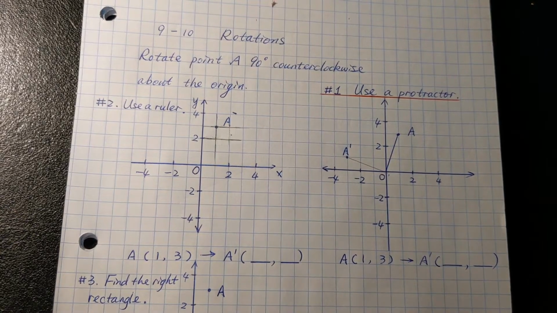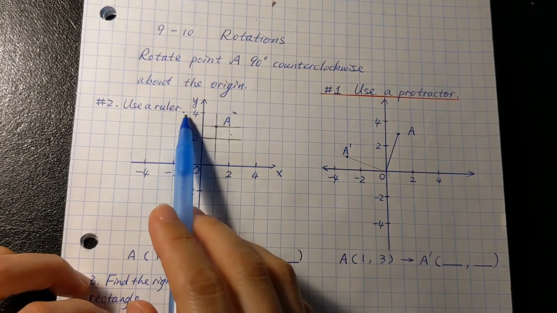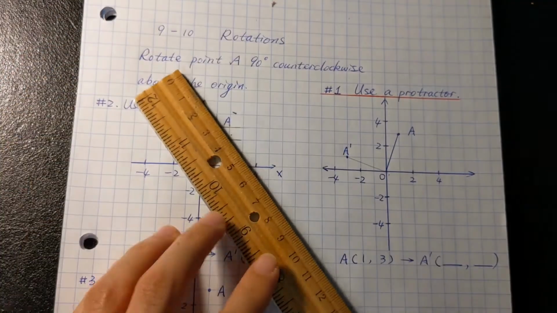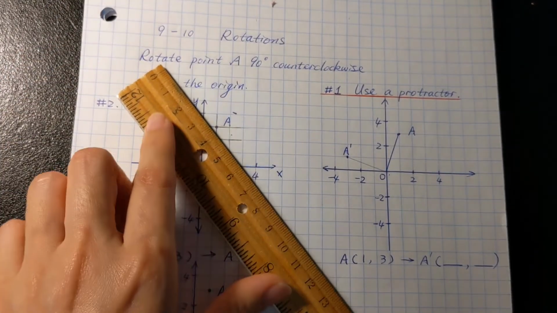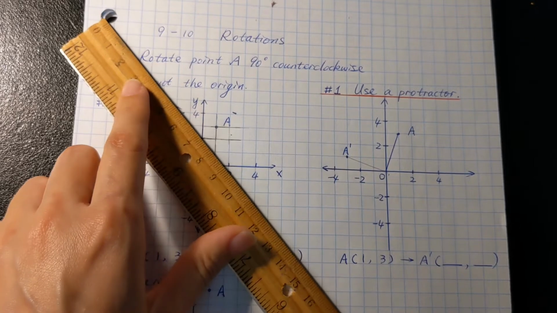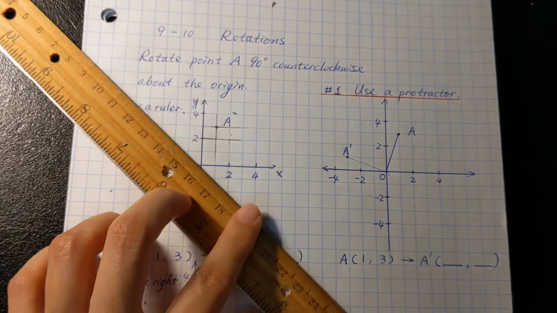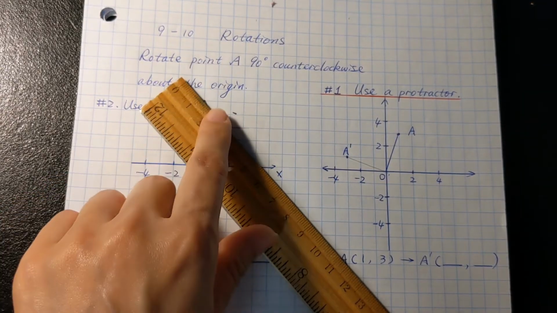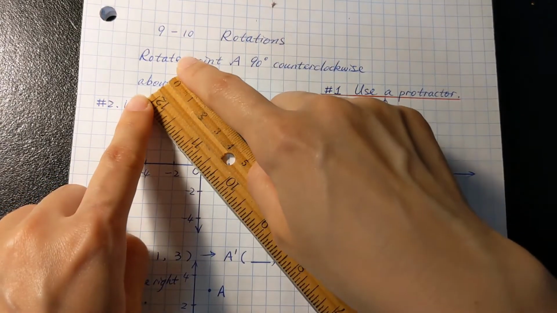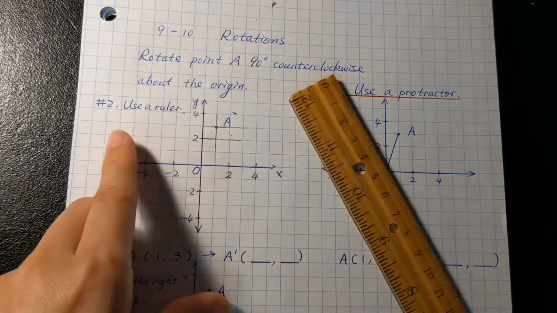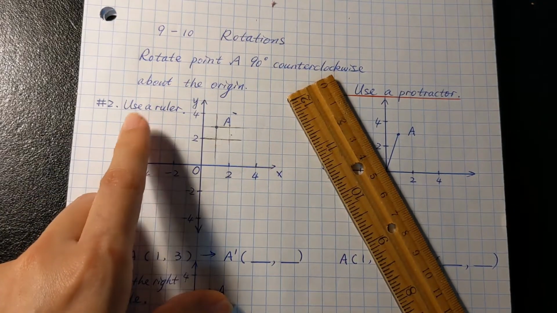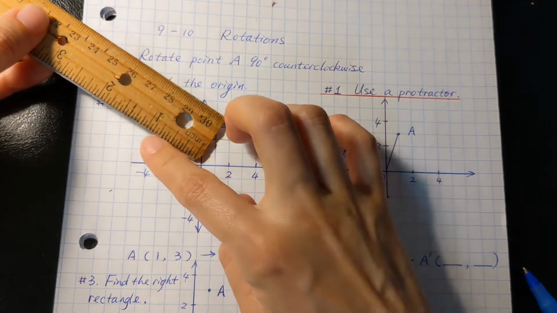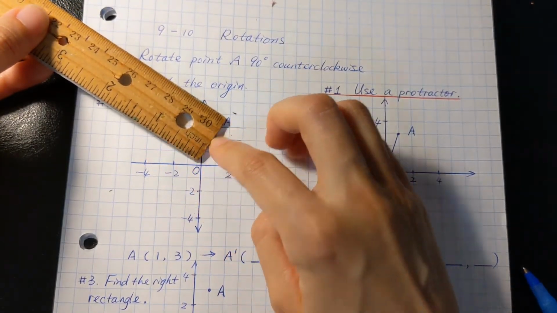Now, method number 2, way number 2, use a ruler. So if I show you a ruler over here, you notice a ruler is like a rectangle. You have 1, 2, and then 3, 4 at the bottom. You have 4 90-degree angles, right, at 4 different corners. So in method number 2, we are going to try to use the ruler to trace a 90-degree angle.